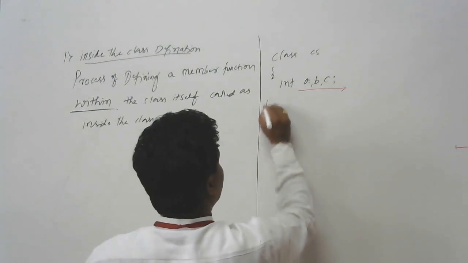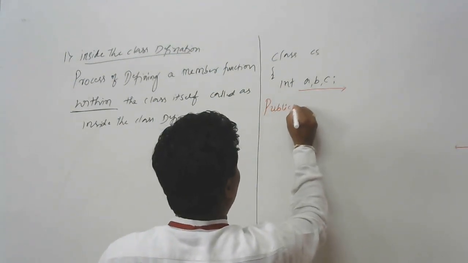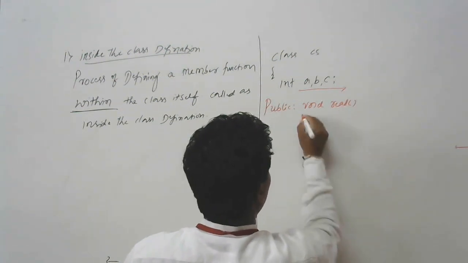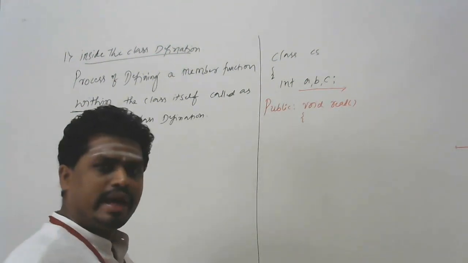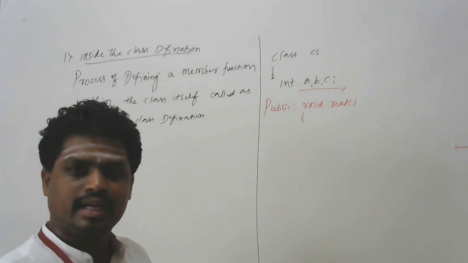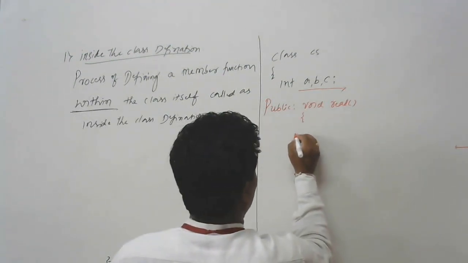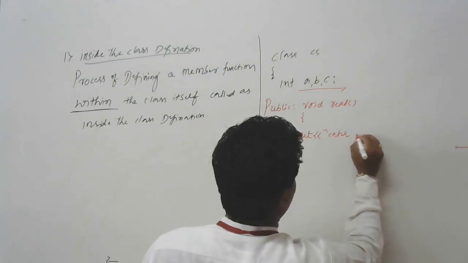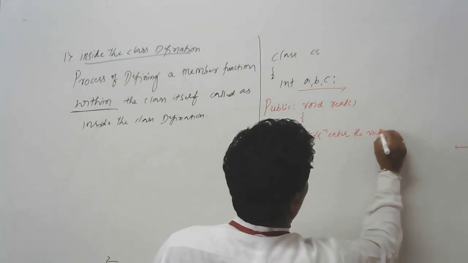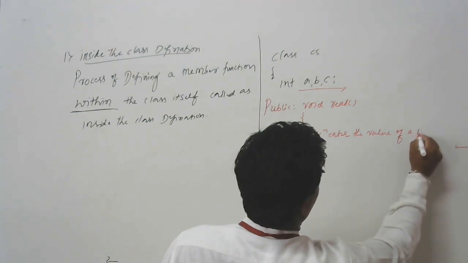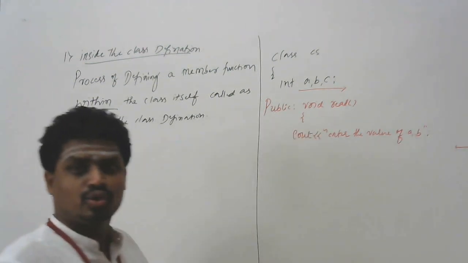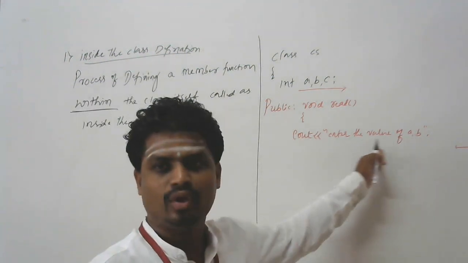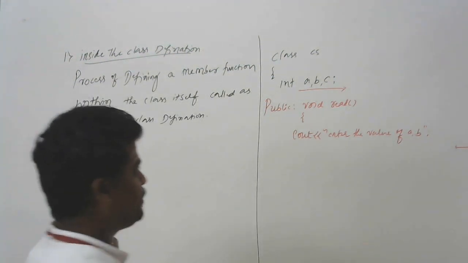Okay. Next, inside the public, I will call one member function, void read. Open the flower bracket. When you declare any variable or a data member, you have to tell the compiler why you have declared it. I want to give some value for A and B, because to do some task, some value is supposed to be there.